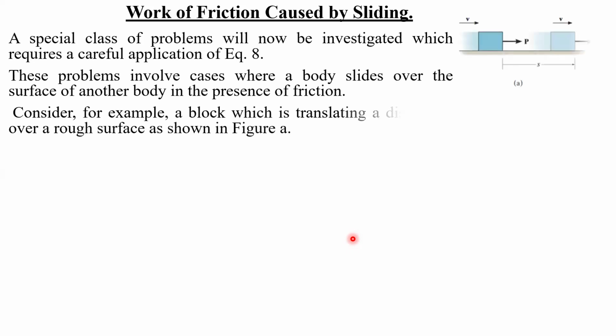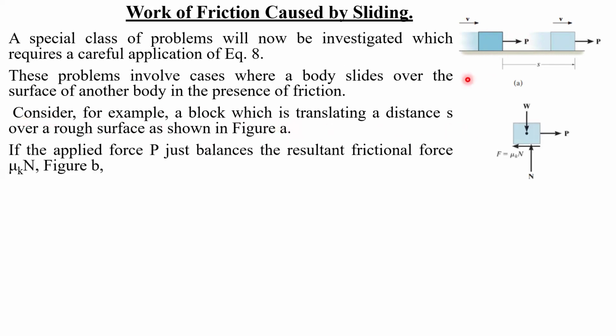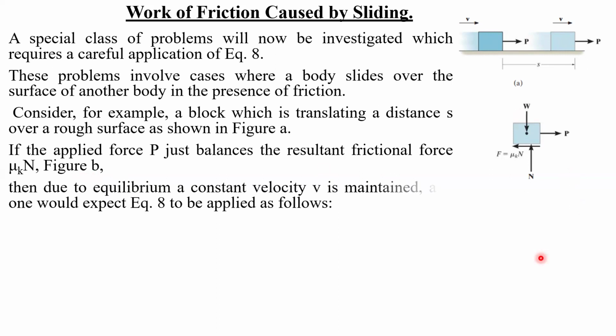So this problem involves cases where a body slides over the surface of another body in the presence of friction. So this is a body moving from position 1 to position 2 at velocity v, and the force acting on it is P. So we consider, for example, a block translating a distance s over a rough surface as shown here. So if the applied force P just balances the resultant frictional force, mu k N, then due to equilibrium, a constant velocity v is maintained.